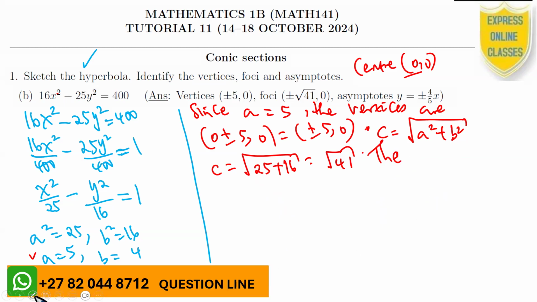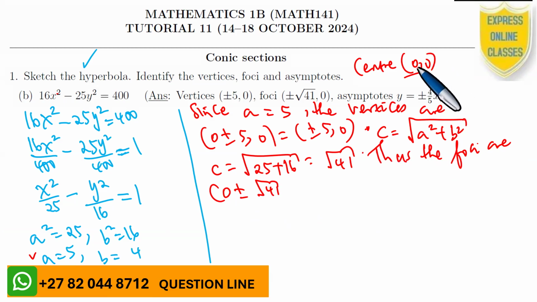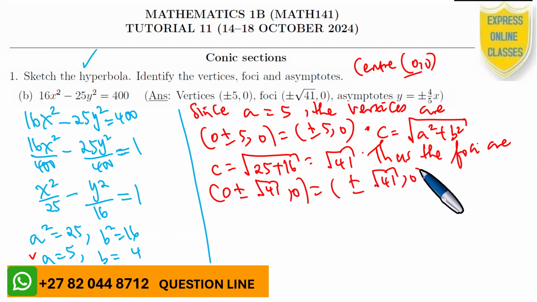So you can say the foci are 0 plus or minus the square root of 41. I'm just putting 0 because the center, you add to the 0, leave the y unchanged. Plus or minus the square root of 41 with the 0. And these are the foci. Let's talk about the asymptotes.